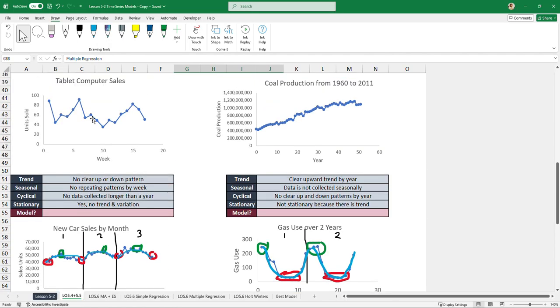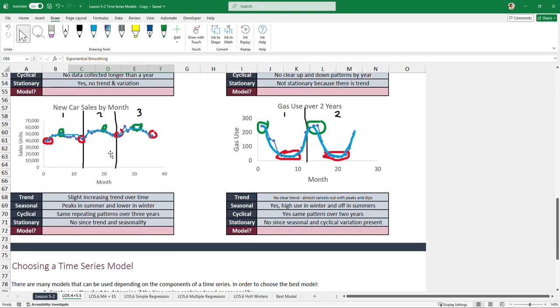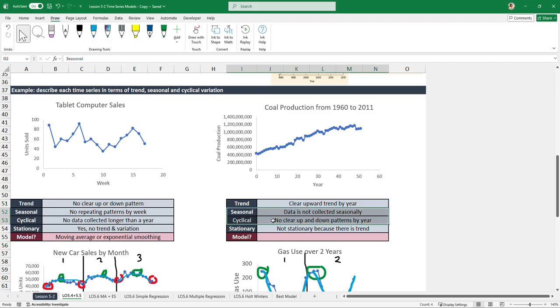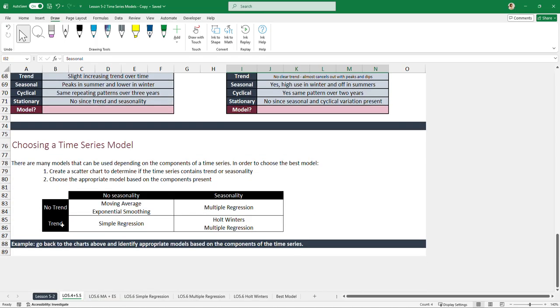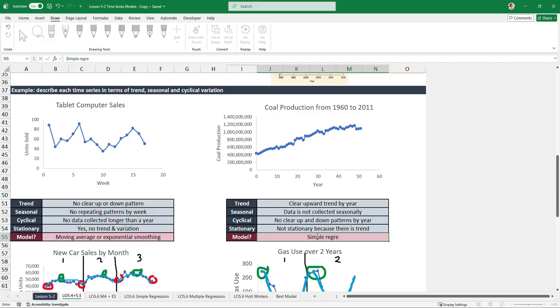If I go back up to my four charts, this first one was stationary. So if we look at our options for no trend and no seasonality, that's a stationary time series. You have the option of making a moving average or an exponential smoothing model. So for tablet sales, you could use moving average or exponential smoothing. For coal production, you have a trend but no seasonality. When I have trend and no seasonality, simple regression is the appropriate model. So for coal production, I can use simple regression.